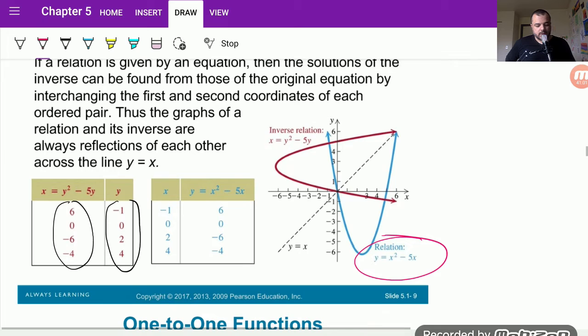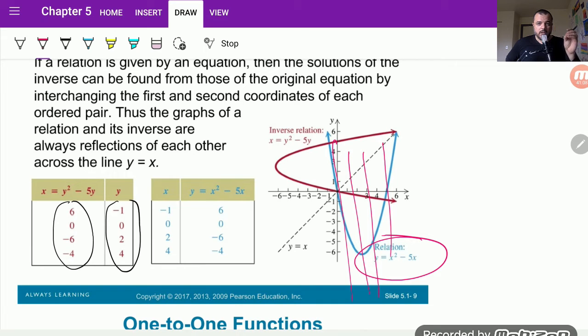Why? Because just take vertical lines. Every vertical line passes the parabola in only one point, the blue parabola. We are talking about the blue parabola. The vertical lines pass the blue parabola in only one point each, not more than one point. So that's why the quadratic relation here is a function.